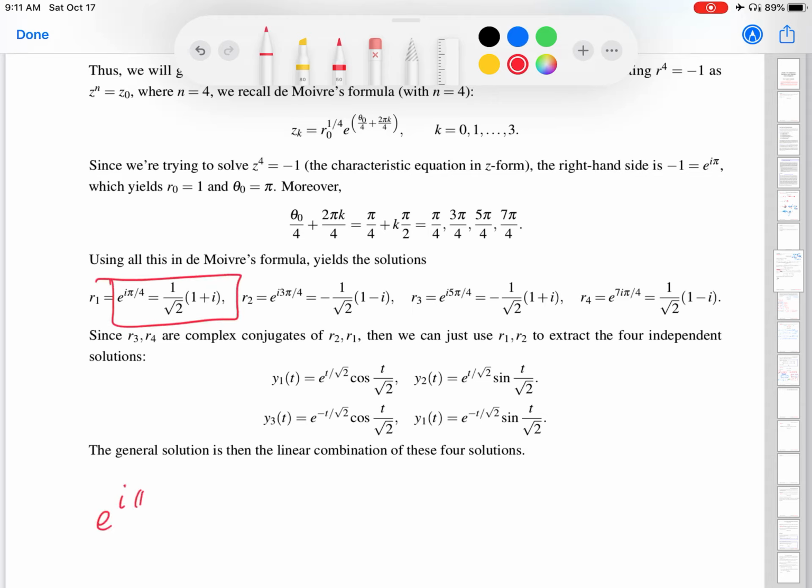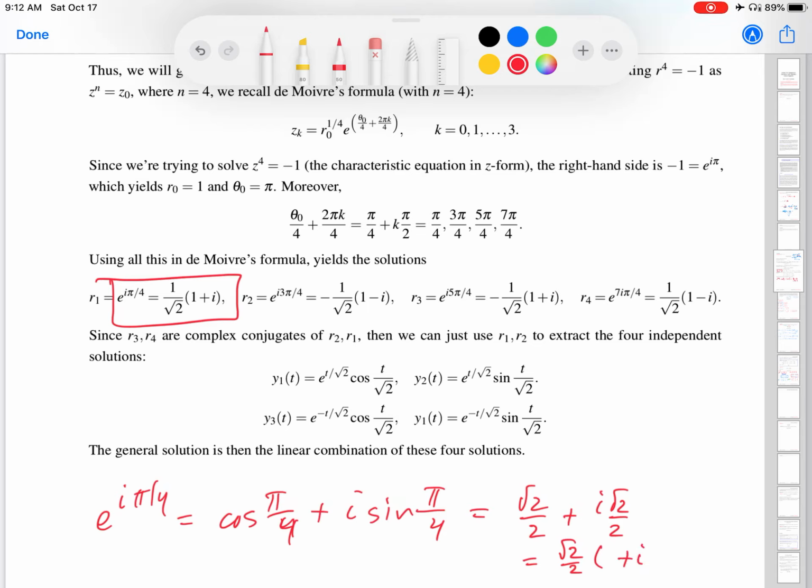So e to the i pi over 4, that's cosine of pi over 4 plus i sine pi over 4. Pi over 4 is 45 degrees. You might remember the cosine and sine values there are square root of 2 over 2. So they're both the same. So I can factor out square root of 2 over 2, 1 plus i. And square root of 2 over 2, I've taken the slightly lazy form and written it as 1 over root 2. So that gives you that complex number.